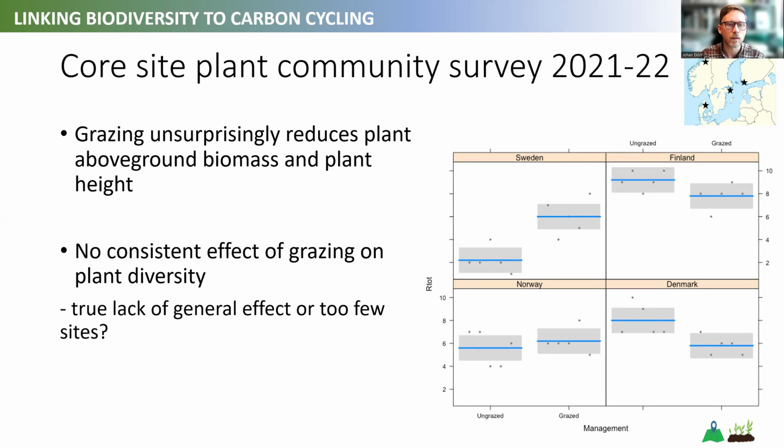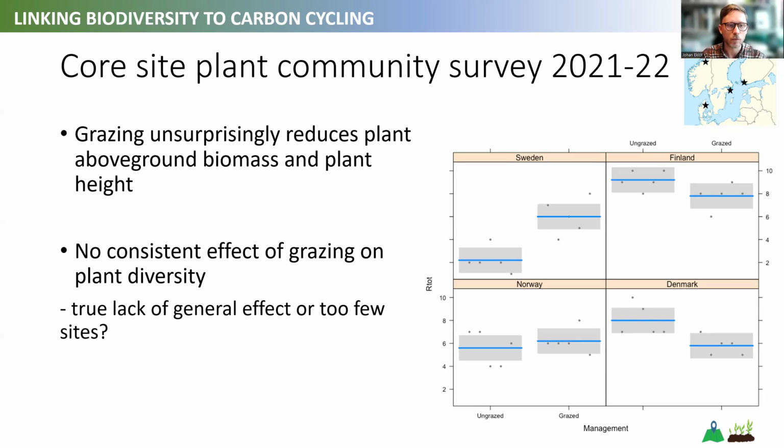What we're seeing is that in terms of plant above ground biomass, grazing unsurprisingly reduces plant above ground biomass and plant height. When we look at biodiversity, both in terms of species richness and other measures such as the Shannon index, we see no consistent effect of grazing on plant diversity. In Sweden, for example, as you see on the top left, we're seeing a strongly positive influence of grazing. In Finland, there are no significant results. In Norway, there are no significant results. In Denmark, we actually have a lower species richness in the grazed than ungrazed areas.